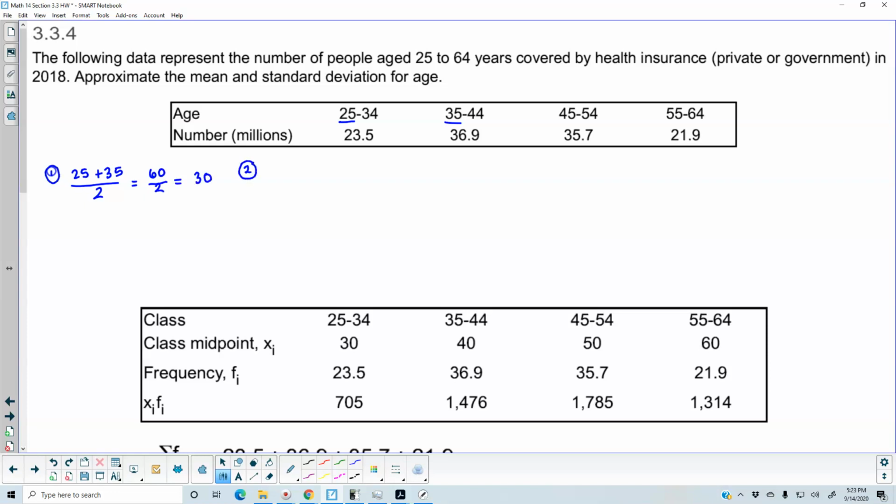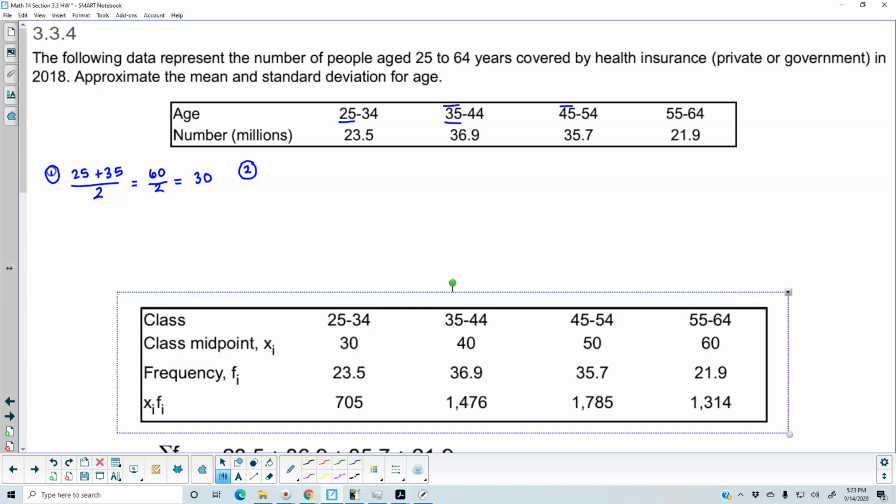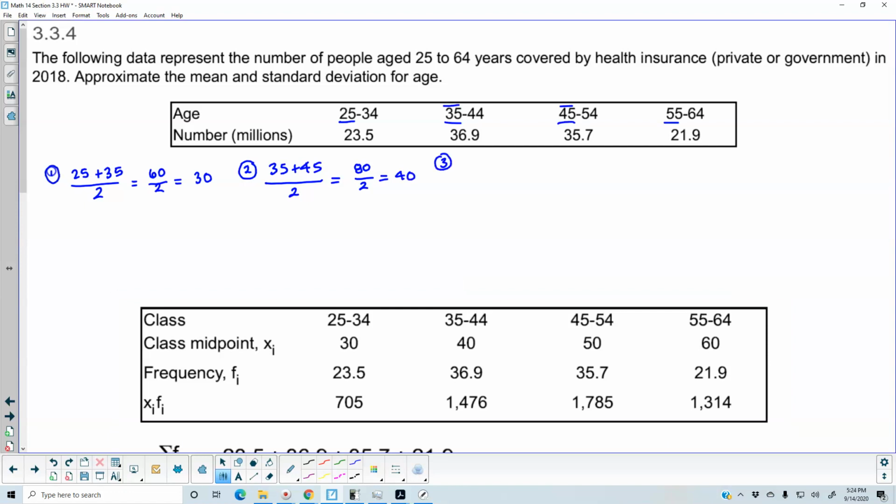Number 2, we're then going to take 35 and 45 and divide that by 2. So that gives us 80 divided by 2, which gives us a midpoint of 40. And then we get 45 and then 55. So 45 plus 55 over 2, which gives us 100 divided by 2, which gives us 50.